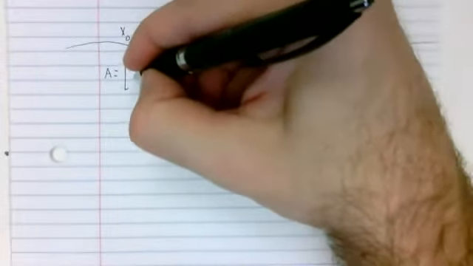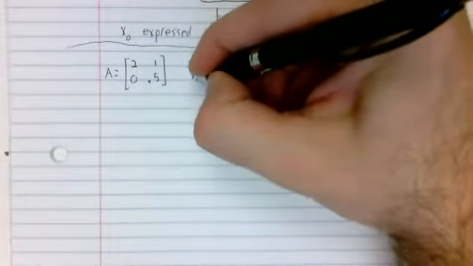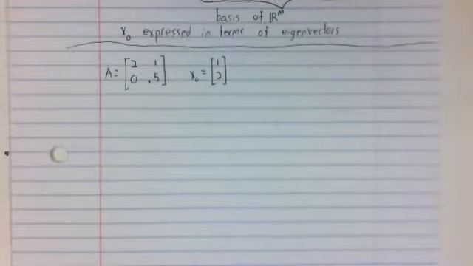So let's let A be the following matrix. And let's let x sub 0 be 1, 2. We need eigenvalues and eigenvectors.